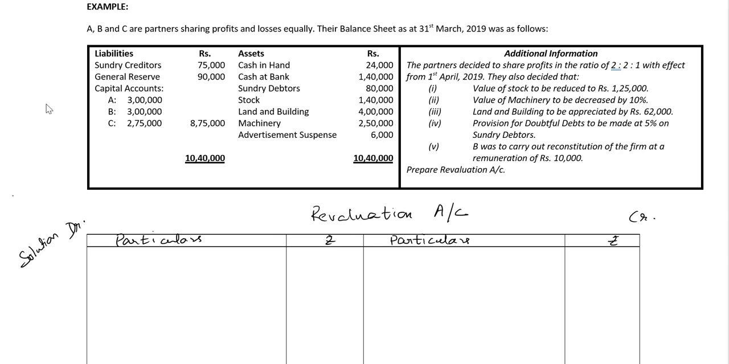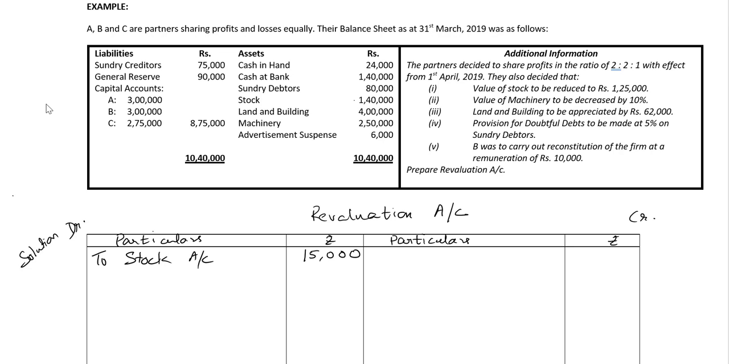Now it says that the value of stock is to be reduced to 1,25,000. The value of stock which is given in the balance sheet is rupees 1,40,000. So the amount of reduction is 15,000. Reduction in asset to be debited to the revaluation account. So to stock account, rupees 15,000.